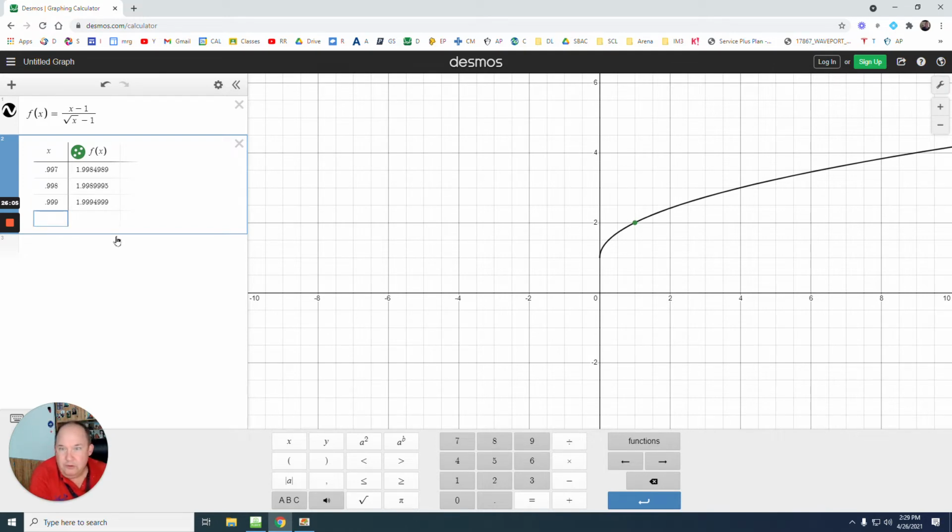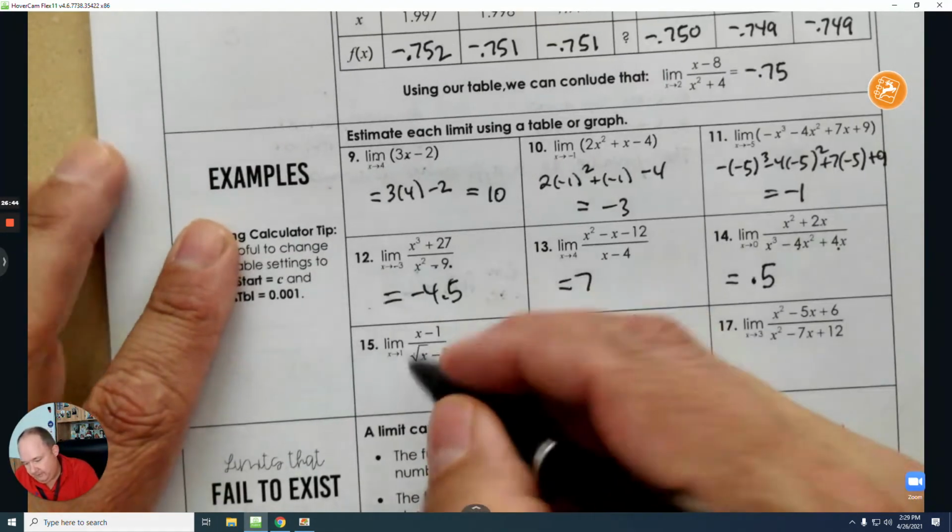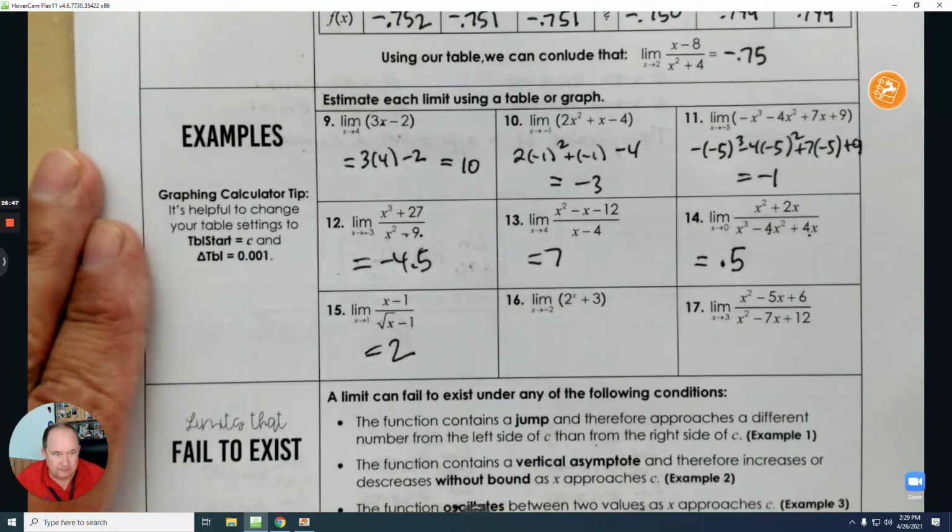If I put in 1, it's undefined at 1. Now from the other side, if I put in 1.001, 1.002, 1.003, from this side as well, you can see the y value is getting closer and closer to 2 from both sides. But when it gets there, the answer is undefined. So the limit for this one, the answer is 2 using a table.